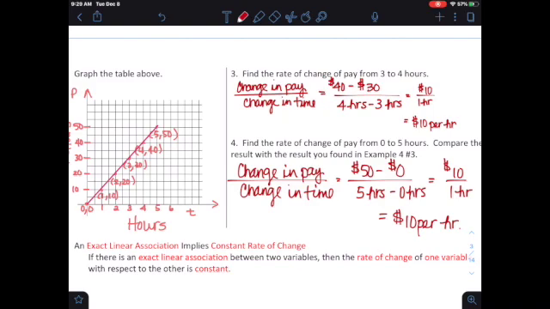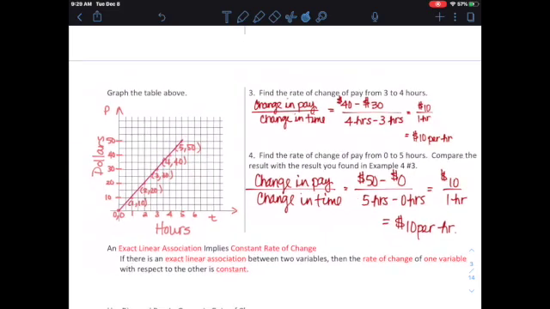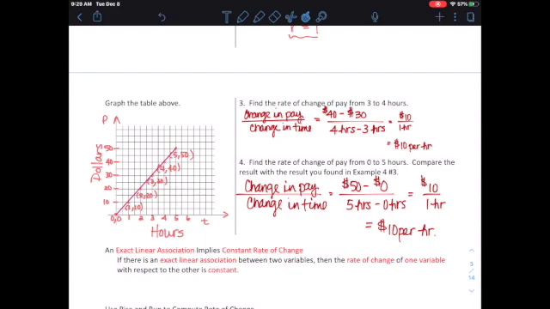If there is an exact linear association, meaning a line between 2 variables, between hours and pay above, if you look at the chart, then the rate of change, which is the number $10 per hour, of one variable with respect to the other is constant, meaning exactly the same, $10 per hour. I hope you guys understand the wording when you do a problem. Hopefully that will help you to read the math book a little bit easier as you go on to college.